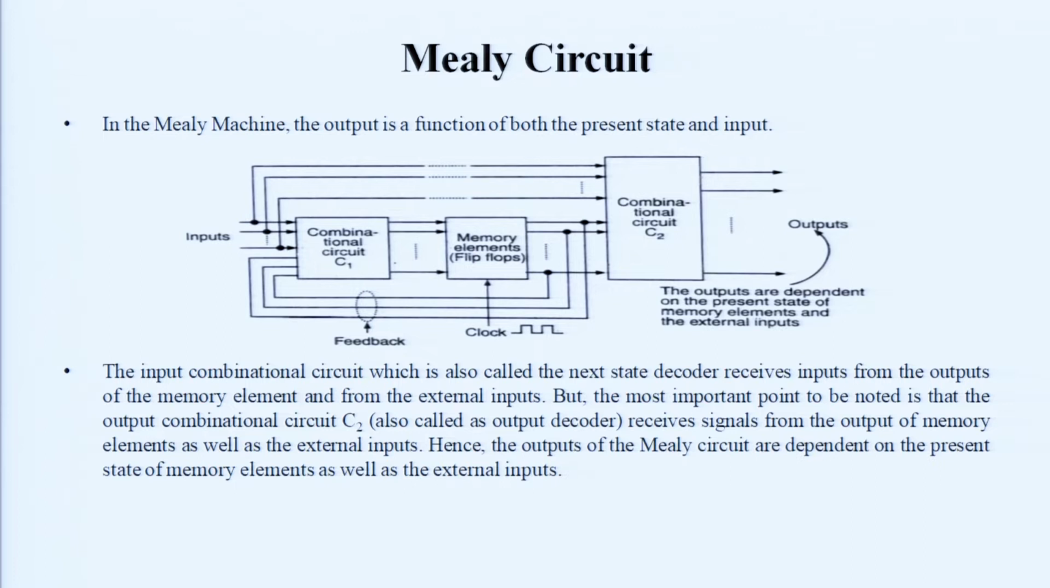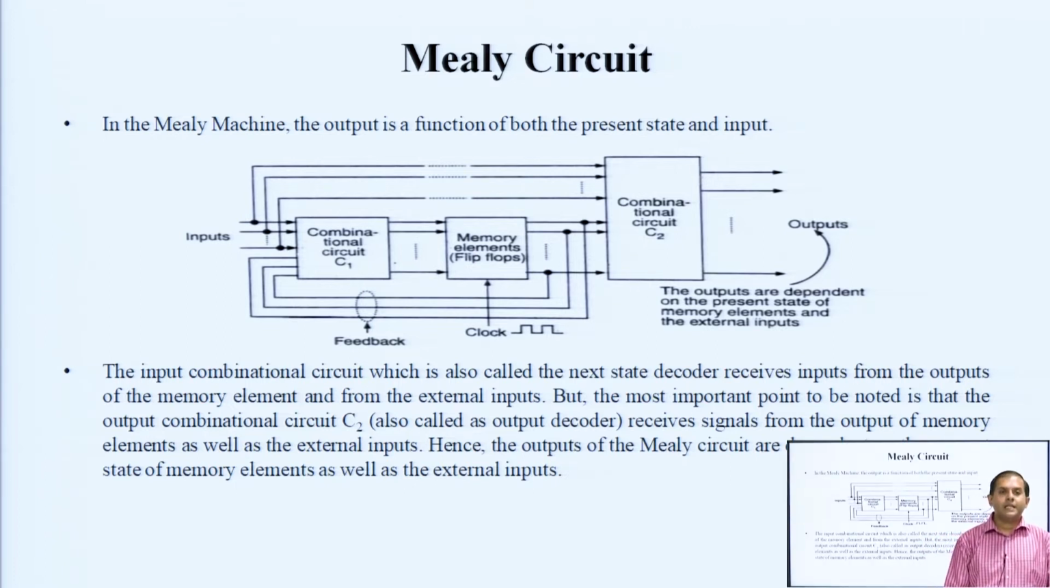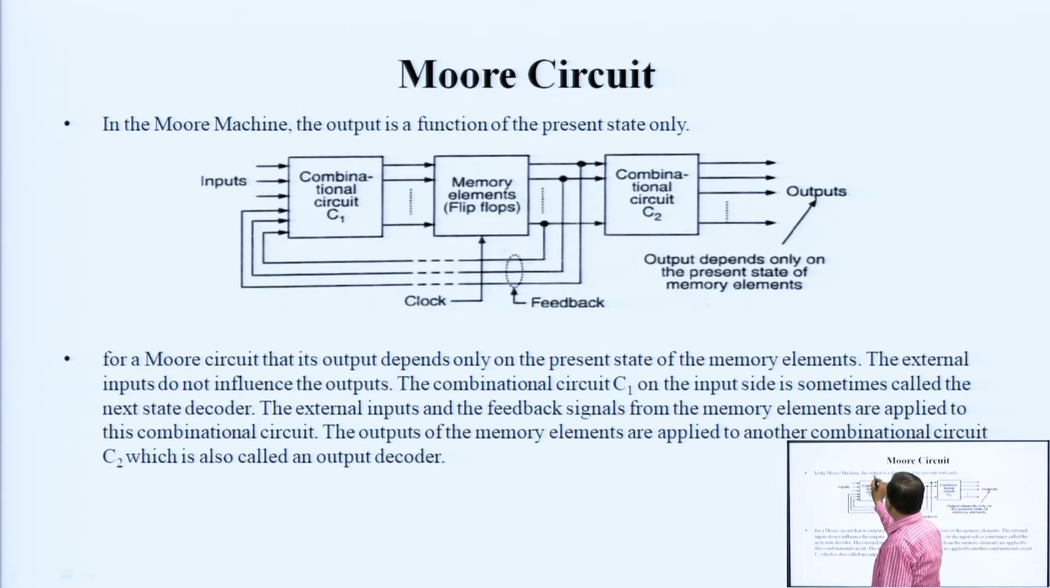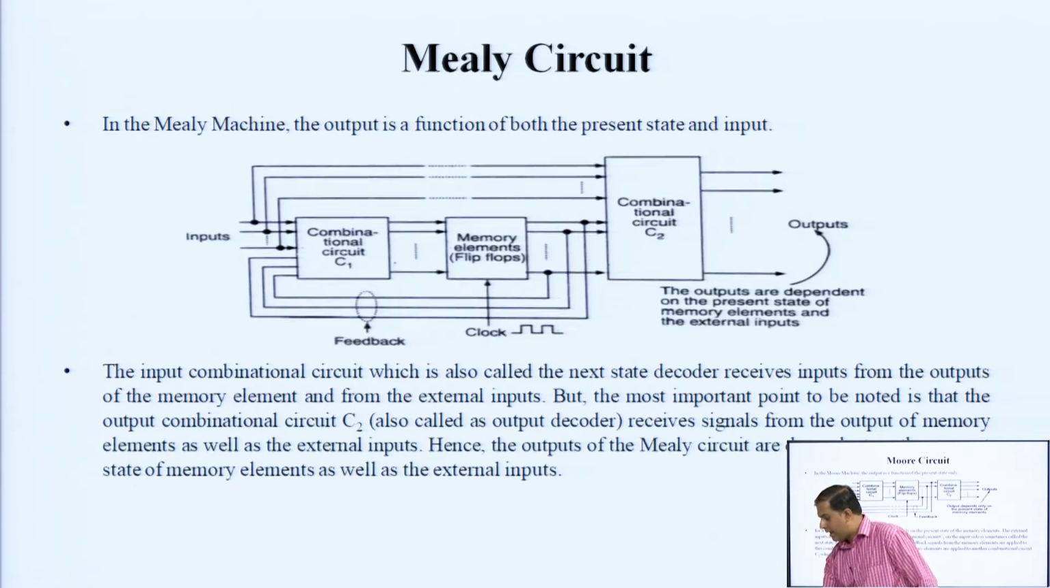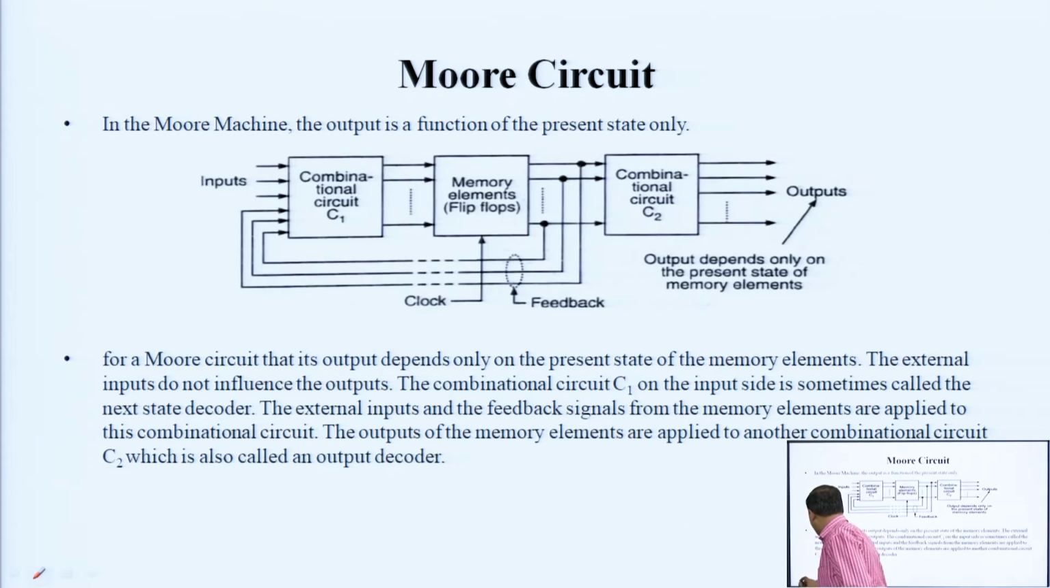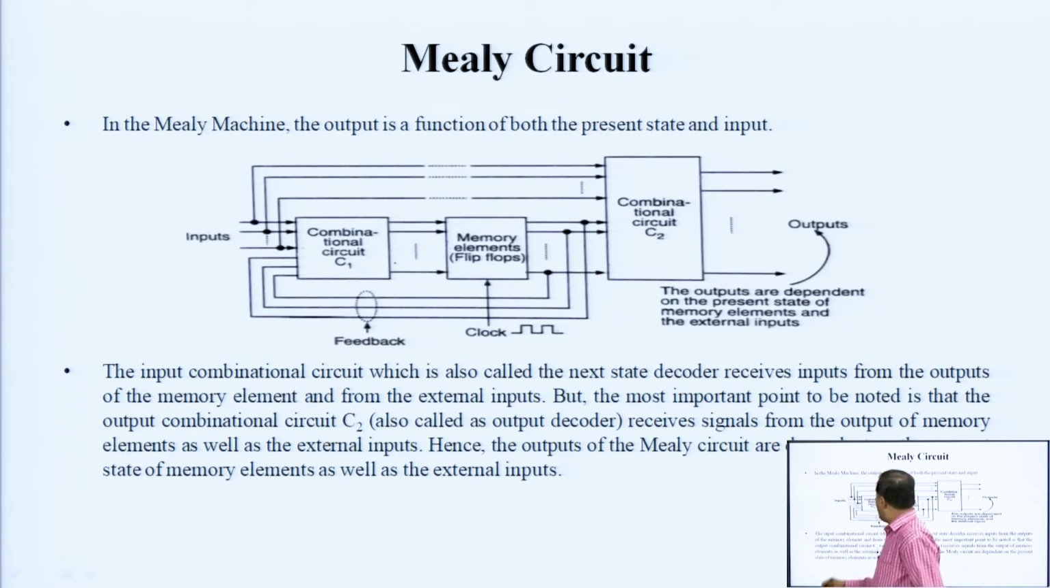So, today we will revise the two different types of sequential circuit, which I already discussed in the previous lecture. The first one is the Mealy circuit and the second one is the Moore circuit. From the diagram itself you can see that in Mealy's machine, the output is a function of both the present state and the input.